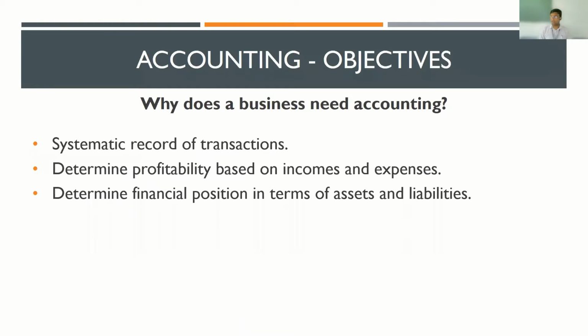Someone has to evaluate how much assets and how much liabilities you have. This is again done by the accounts department. So, three reasons why a business needs accounting: systematic record of transactions, and determining the profitability, which we do by comparing the income and expenses of the firm. Third, determining the financial position, which we do by comparing the assets and the liabilities of the firm. Those are the objectives of accounting.